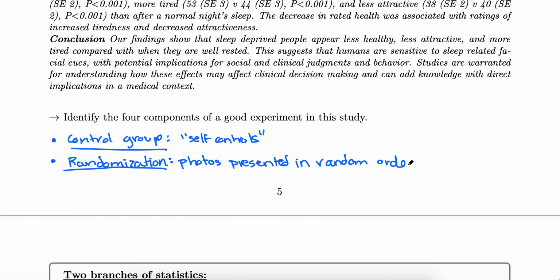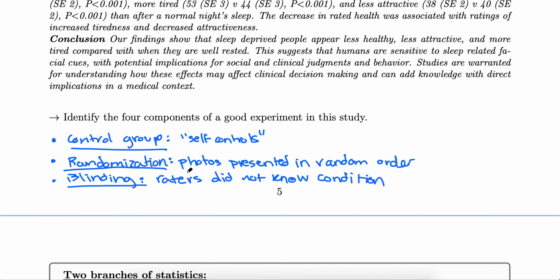And then if we want to talk about blinding, obviously the subjects could not be blind. They knew if they had sleep or didn't have sleep. But the raters, they didn't know because, again, the previous comment, the photos were presented in a random order. So I'll call them the raters did not know the condition. Again, because of the random order of presentation.